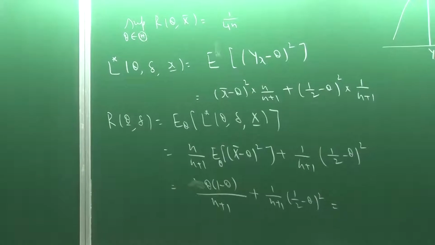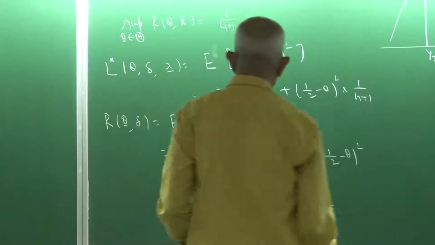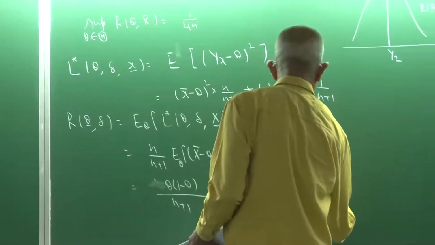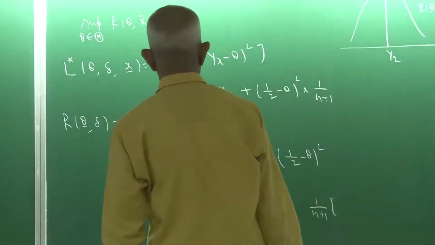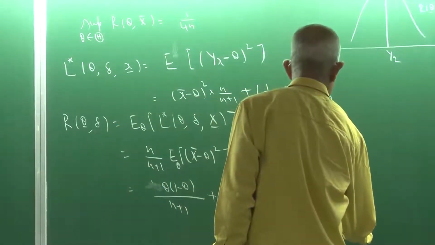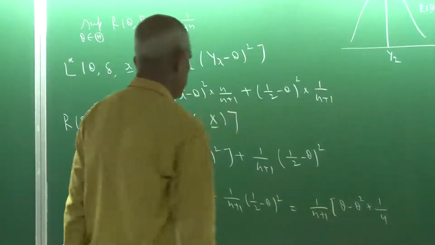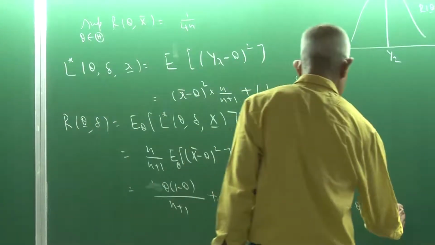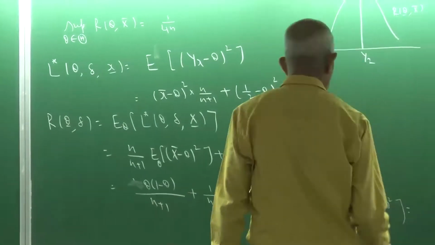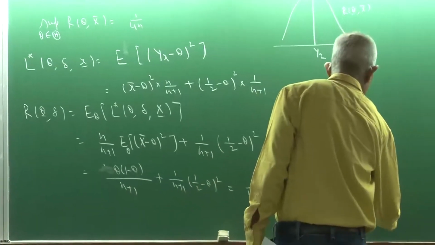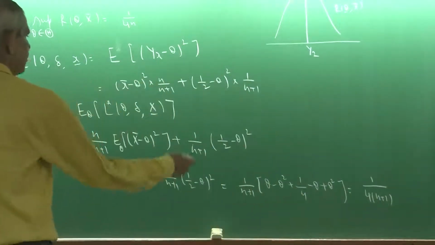This expression turns out to be how much? 1 upon n plus 1 you can take common. It becomes theta minus theta square plus 1 by 4 minus theta plus theta square, which is 1 upon 4 times n plus 1. So risk in fact does not depend on theta.